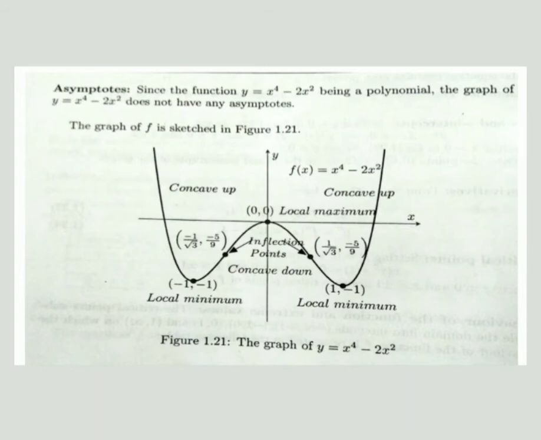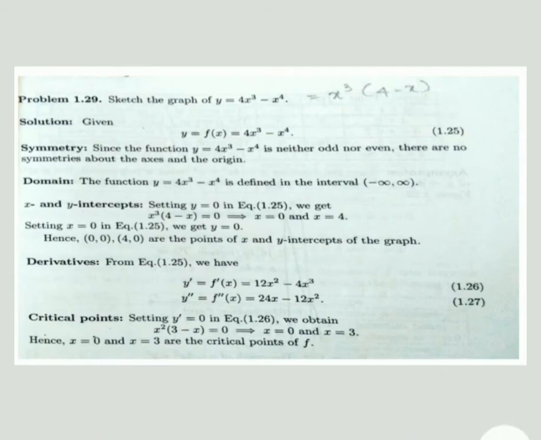Okay. Next, move on to the next problem. Sketch the graph of y is equal to 4x cube minus x to the fourth. Again that is not an odd or even function, so there is no symmetry about the axis or origin. Next, the domain will be minus infinity to plus infinity. X intercepts we will obtain 0 and 4. Y intercept we will obtain 0, 0.